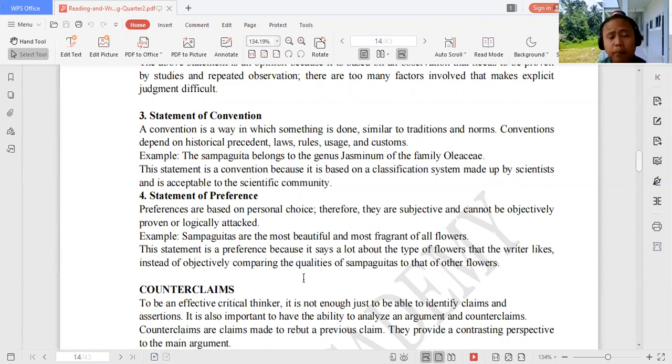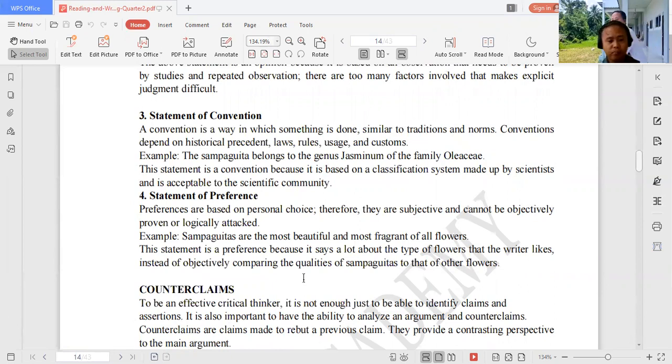All right. So say for example, when I say bird belongs to the... how do you call this? Chicken belongs to the kingdom of bird because it has wings. Okay, so I may infer that that is a statement of convention because it is being classified scientifically.